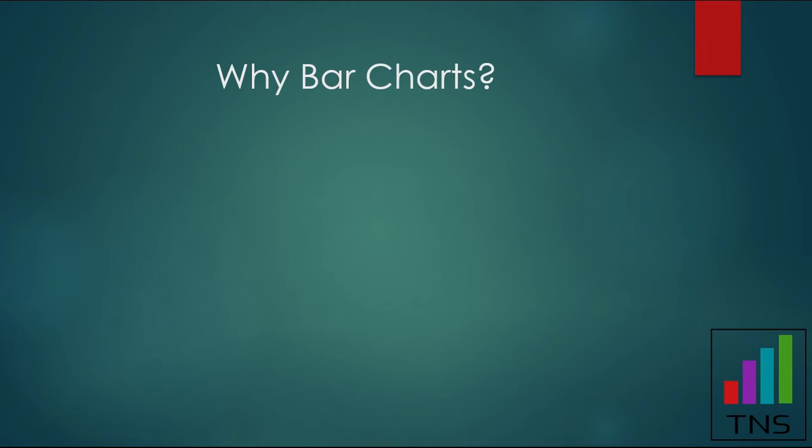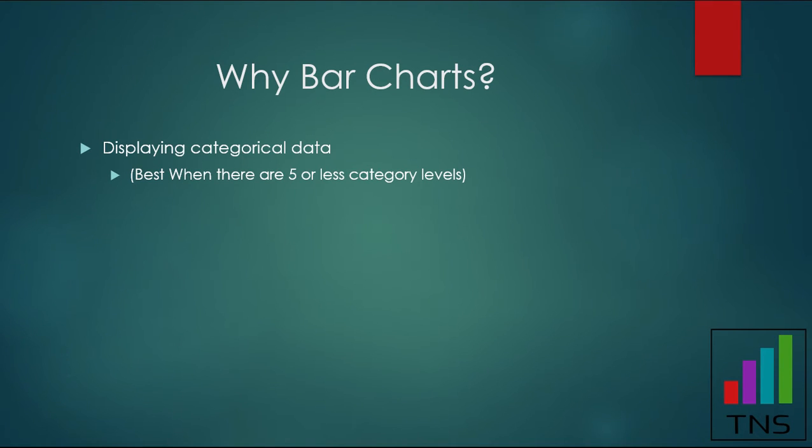Why bar charts? Well, like you all know, it's for categorical data. Our recommendation is to put no more than 5 categories in each bar chart, basically to prevent the bar chart from getting too busy. It's also really good for displaying numerical data that's binned in a category.